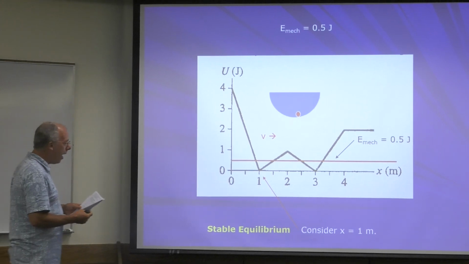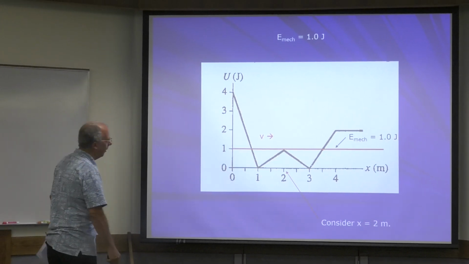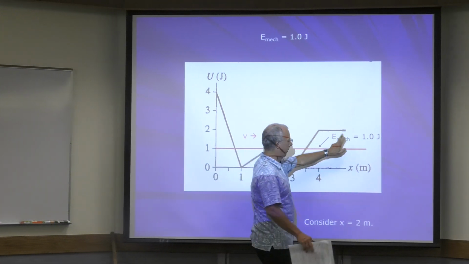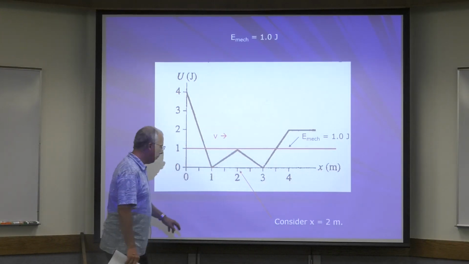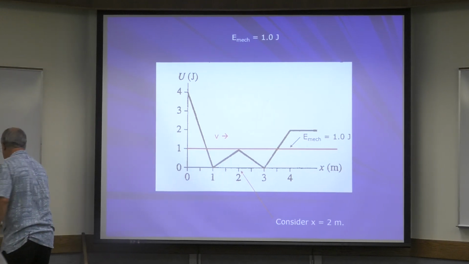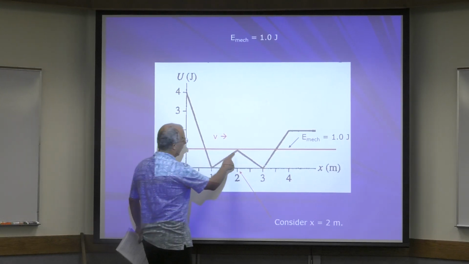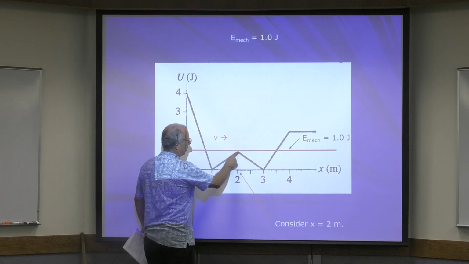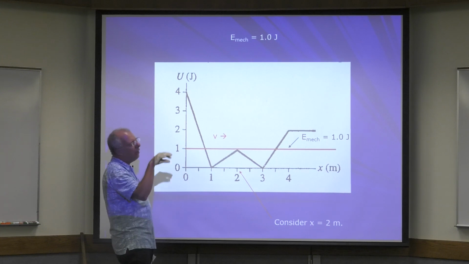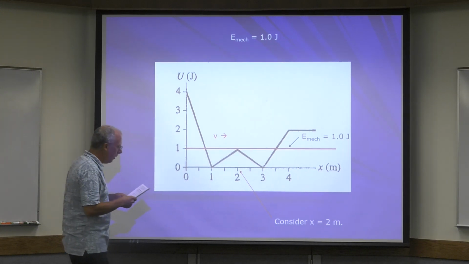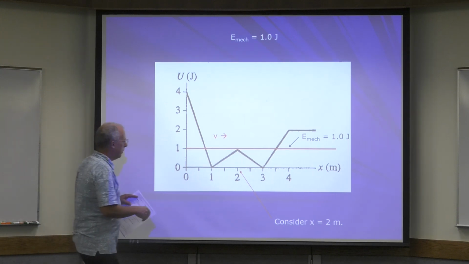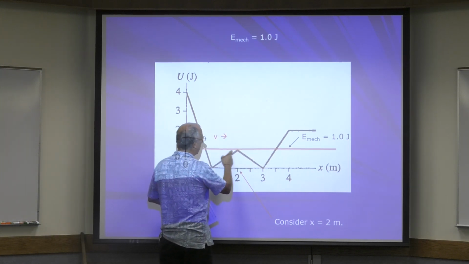Okay, now let's do another one. Now we're going to say that the mechanical energy is 1 joule, and we want to consider the point at x equals 2 meters. At x equals 2 meters, you can see that the potential energy equals the total energy, so the kinetic energy is 0, right? Now we're going to give it a tiny flick, just increase the kinetic energy a little bit. Then the particle's going to move away, either this way or this way.